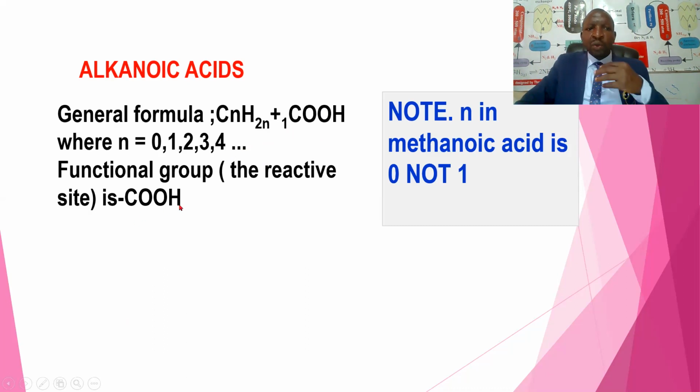The functional group, the carboxyl group, is the most active site. Why am I saying it's the functional group? It is the group that is responsible for most of the chemical properties of alkanoic acid, so it is the most active site. That is very important. Alkanoic acid names end with oic, that is O-I-C. The general formula is CnH2n+1COOH, whereby the n in methanoic is 0. So n starts from 0, not 1.